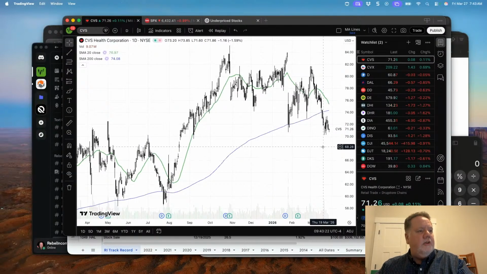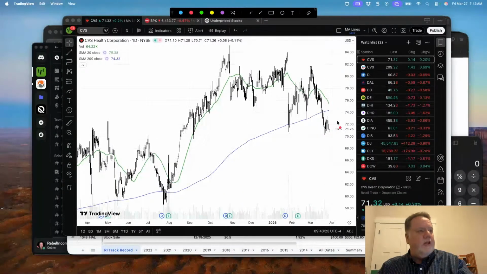Here's CVS. Now, just for reference's sake, I'll make this a green line. Actually, this should be red. Now it's resistance.